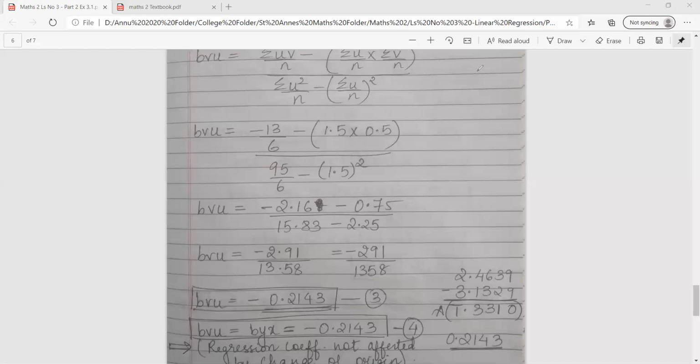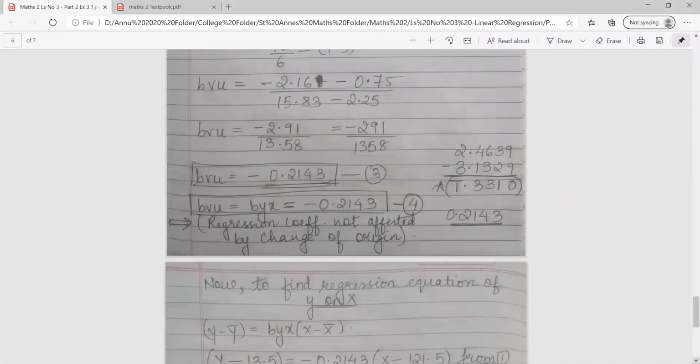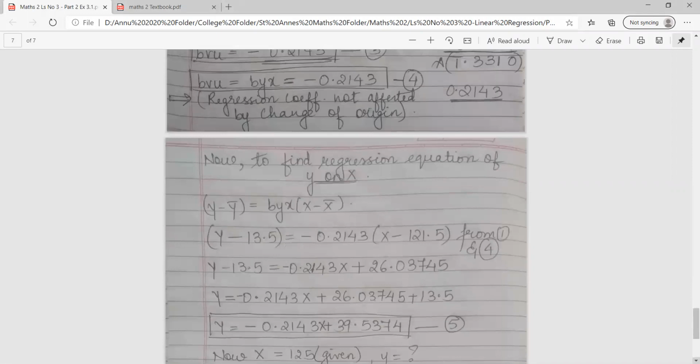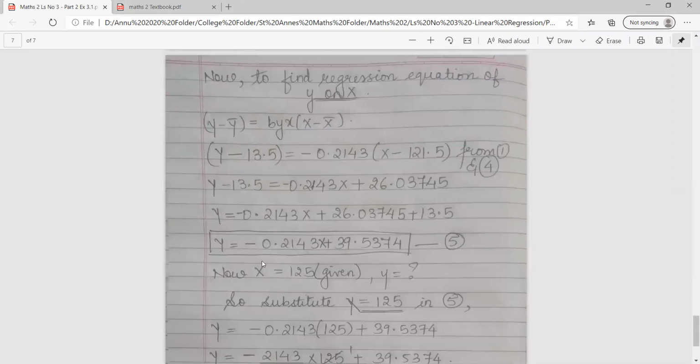Then once you get the value of BVU, it is equivalent to BYX. And again the reasoning that regression coefficients are not at all affected by change of origin. Now after getting BYX, you can easily find out the regression equation of Y on X by putting the formula Y minus Y bar is equal to BYX, X minus X bar. So first you have to find out the regression equation in terms of X and Y like this. After getting the real equation, you can substitute the values.